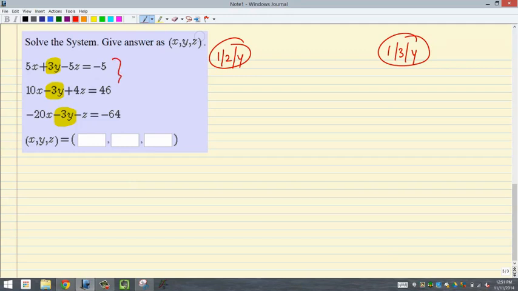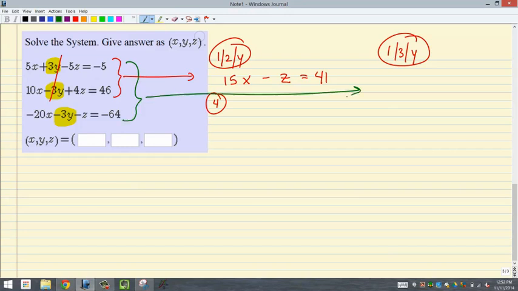So if we take equation number 1 and equation number 2 and we add them up, we'll get 15x. The y's are gone, they cancel. Minus z equals 41. And we're going to call this equation number 4. Then we're going to take equation 1 and equation 3, and we're going to add those together.